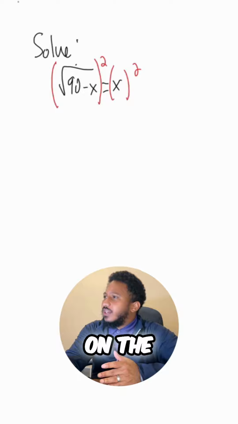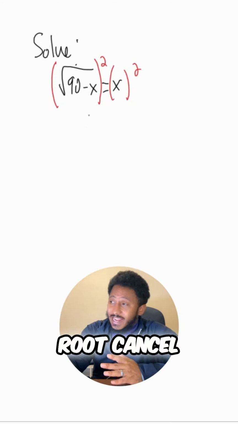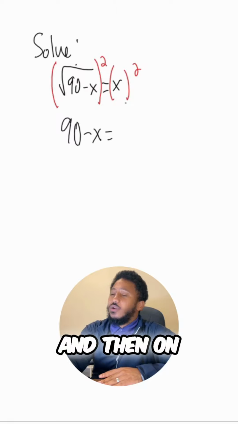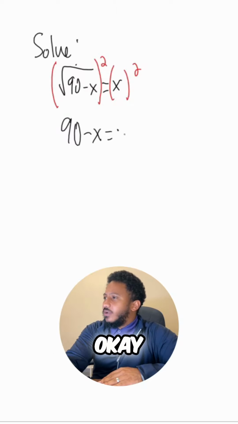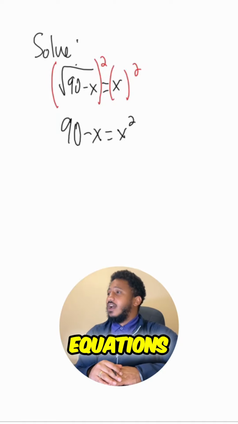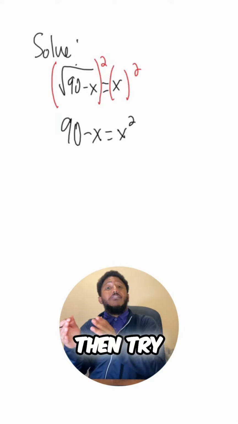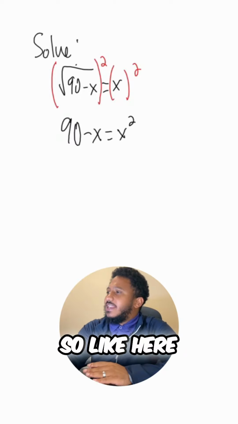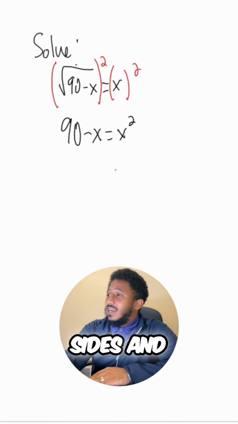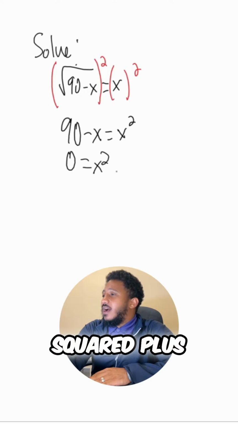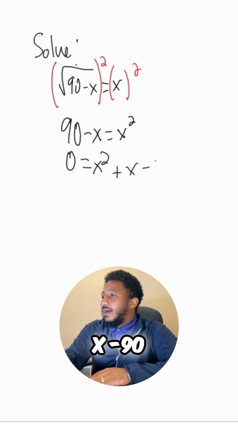On the left-hand side, the square and the square root cancel. So we get 90 minus x equals, and then on the right-hand side, we just get x squared, okay? But now we're left with a quadratic equation. To solve quadratic equations, we get 0 on one side, then try factoring the other side, and set each factor equal to 0. So here, we would add x to both sides and subtract 90 from both. That gives us 0 equals x squared plus x minus 90.